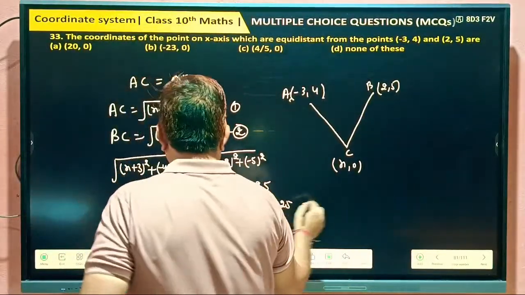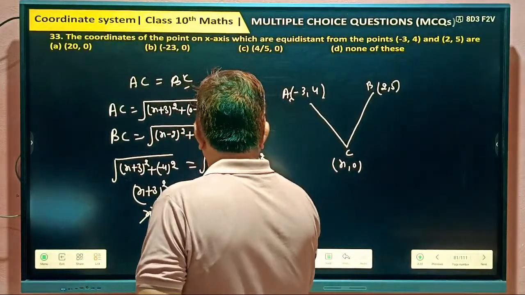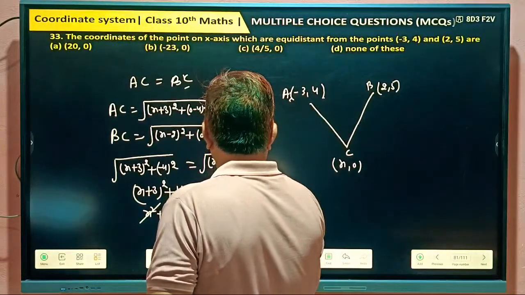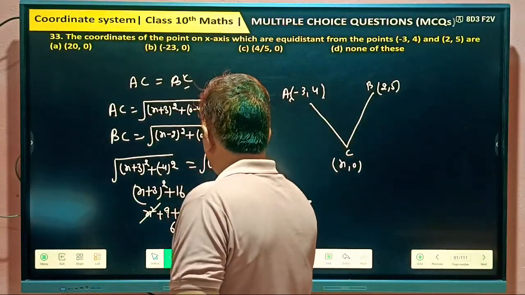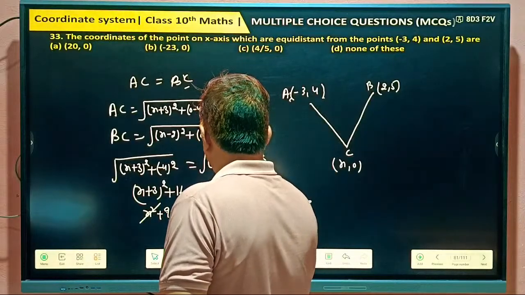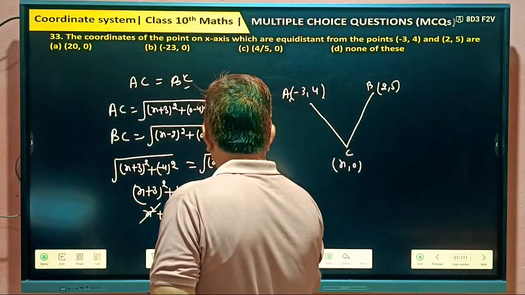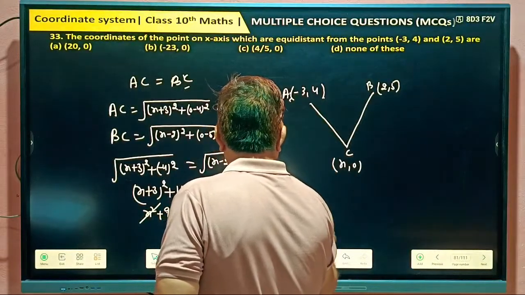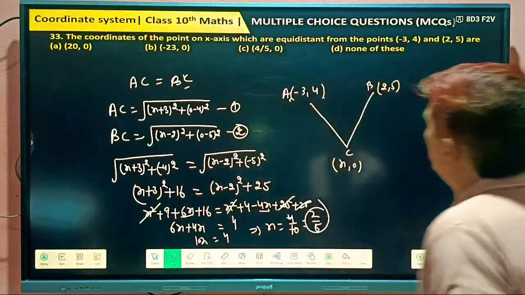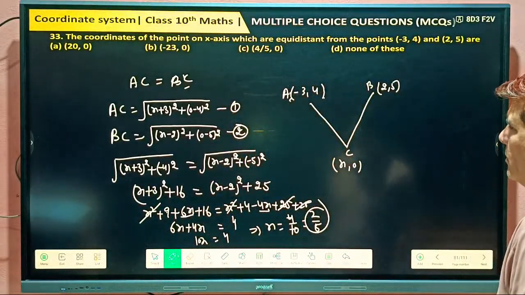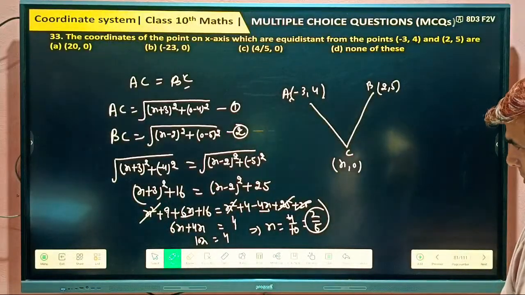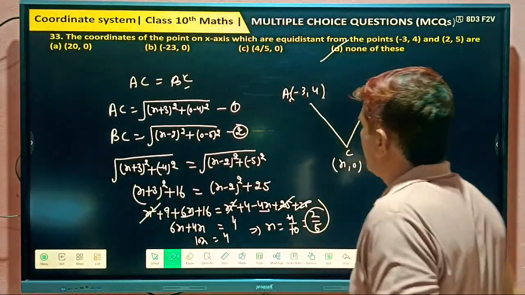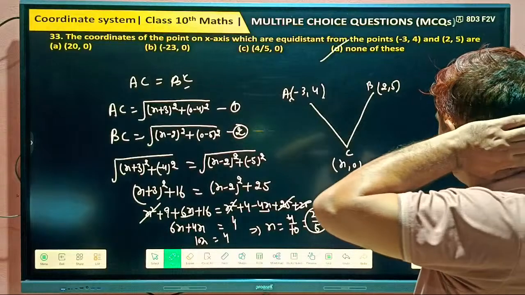25, where? 9 plus 16 is 25. Coming here, minus 25, cancel this. How much is left? 4. So 10x is equal to 4. And what is x? x is equal to 4 by 10, which is 2 by 5. Is it given anywhere? Not given. So what's your answer? None of these. Any method you can apply directly, you are also able to show.